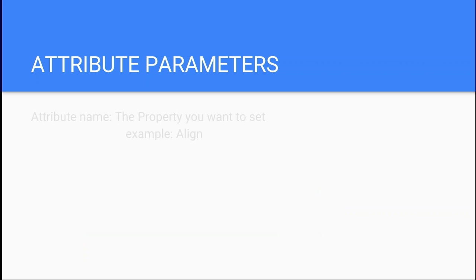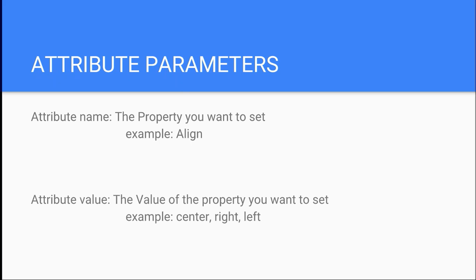And what are the attribute parameters? There are two kinds of parameters, only two. The first one is the attribute name, the property you want to set. For example, if you want to align some content somewhere, the alignment is the name of the attribute. And the next one is the attribute value, the value of a property you want to set.